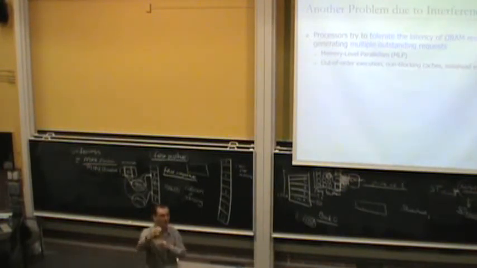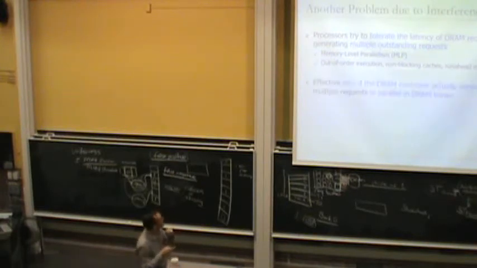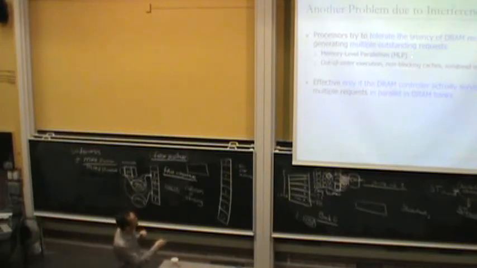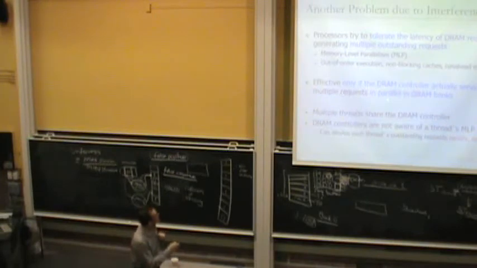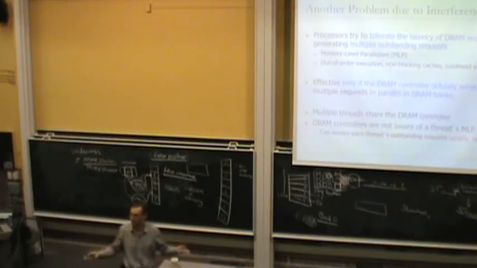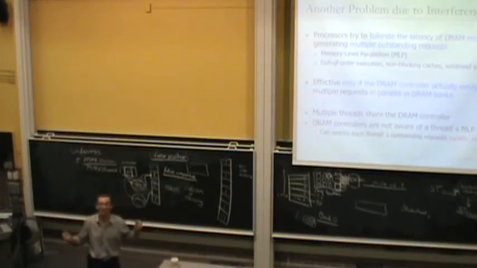You cannot overlap part of the latency. Let's assume that they go to the same banks. And only if the DRAM controller actually services the multiple requests in parallel in DRAM banks. Let's say the assumption is multiple requests go to different banks for now. In a single core system, this is true, right? Assuming that multiple requests generated by the same core go to different banks, the controller will service them in parallel. That's the purpose of banking, right? That's the purpose of interleaving.